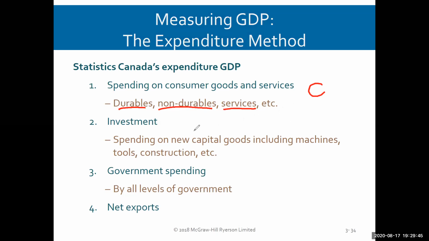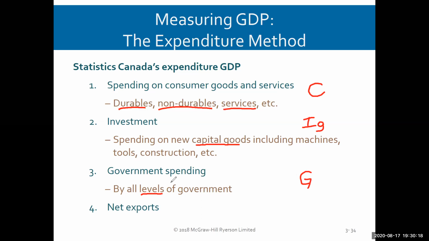Then we also add up investment, and we actually look at gross investment. And remember, it's investment in capital goods. So that means machinery, buildings, new tools, construction, stuff that a company uses to expand or grow its business. It's not financial investment like stocks and bonds. And then we add up all government spending by all levels: the federal government, the provincial government, the municipal government. So we add up that government spending.